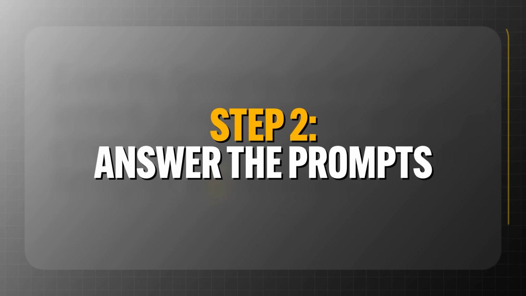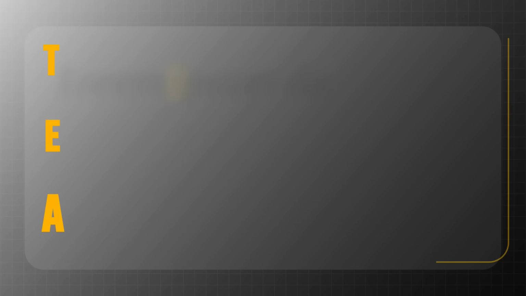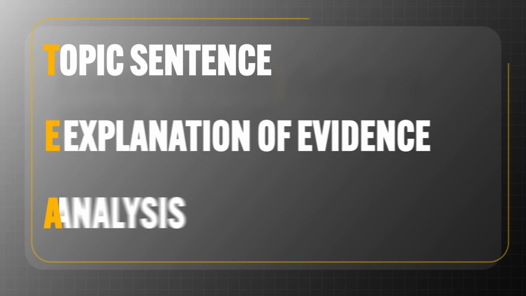Now everyone has their favorite acronym for answering SAQs, but for my money, the best one is TEAT. Topic sentence, explanation of evidence, and analysis. And let me explain each. Your topic sentence is a single declarative sentence that essentially restates the important parts of the prompt and names a piece of evidence. And that's important not because it earns you a point, but because it ensures that you stay on topic, which does earn you the point.